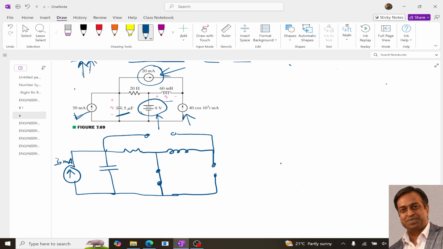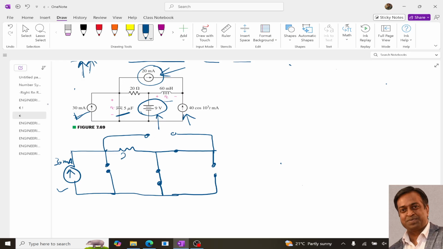So my circuit will look something like this. Now over here, since it is a constant source, our capacitor will be replaced with an open circuit. It will be open, right? This inductor will be replaced with a short circuit. So this is my circuit, right?